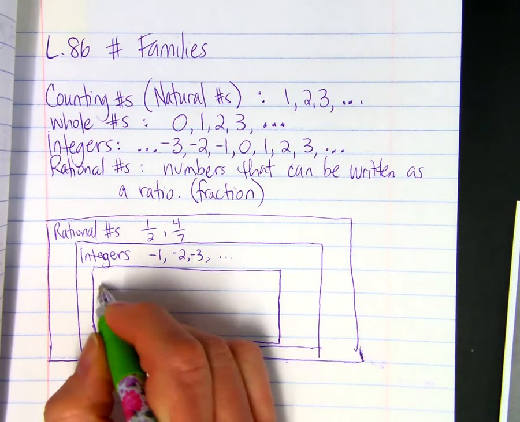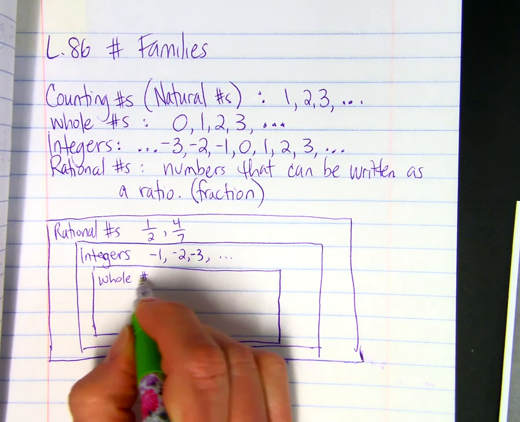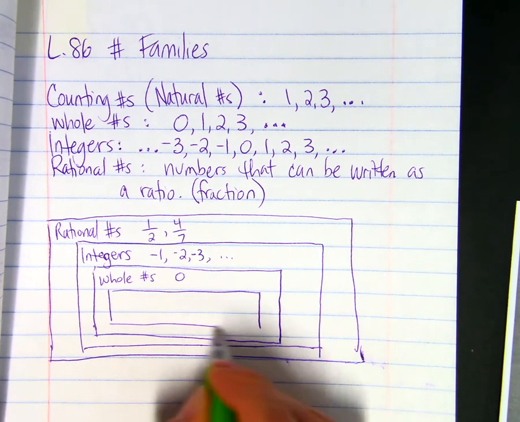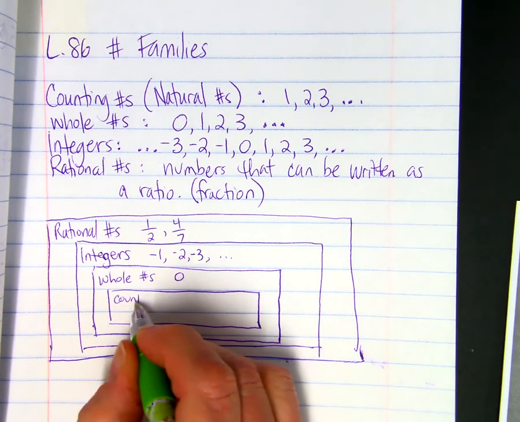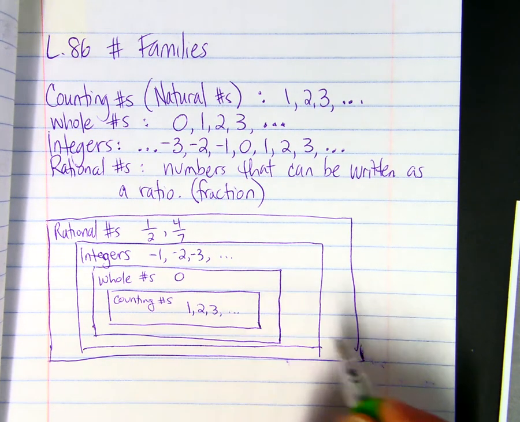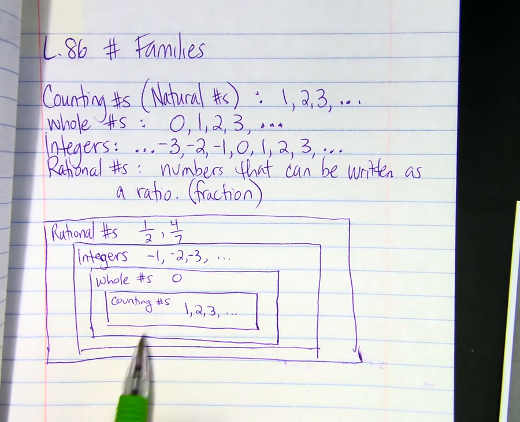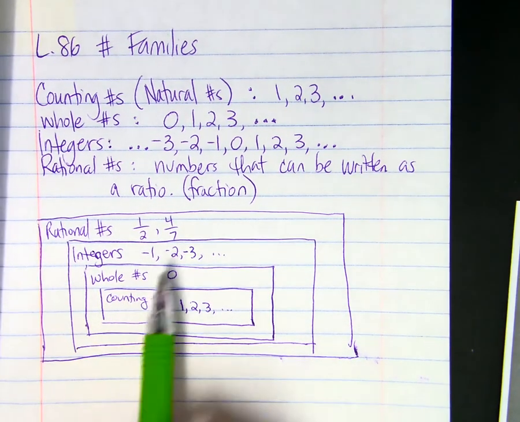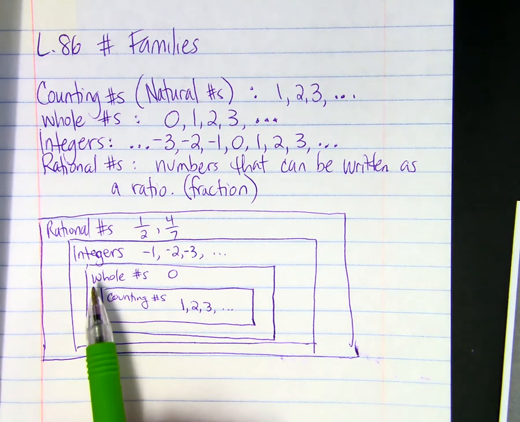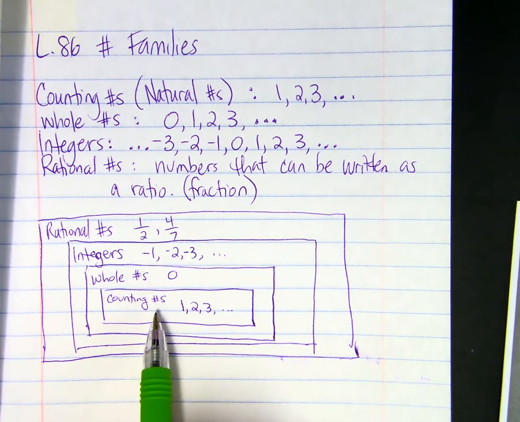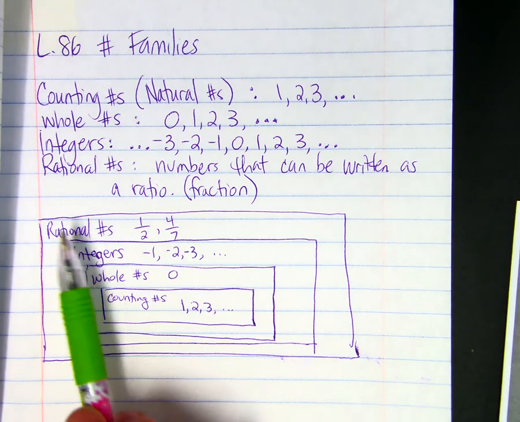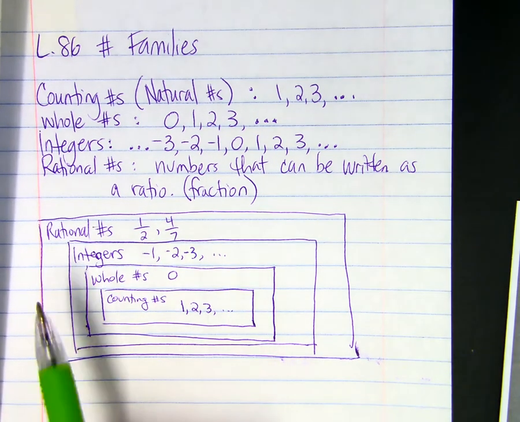That's where we start at 0. And inside the whole numbers, we have all of our counting numbers. So 1, 2, 3, and so on. So if you notice, this box of counting numbers is also inside the whole numbers. So whole numbers include all the counting numbers, and integers include all the whole numbers and the counting numbers, and then rational numbers include all of these.